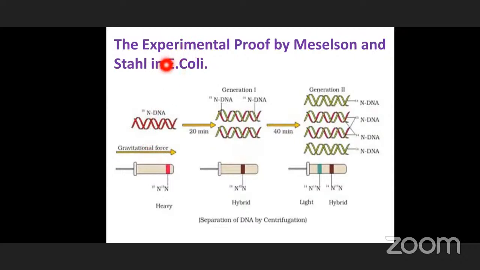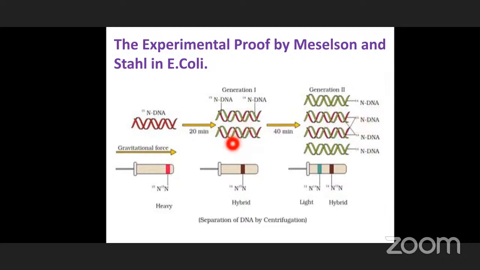This experiment is conducted in E. coli cells, and these E. coli cells are cultured in a medium with N15 isotope. After the completion of one generation, it gives two daughter cells with hybrid DNA, and they again undergo another generation. It gives four daughter DNA molecules. Out of four daughter DNA, two are normal and these two are hybrid DNA molecules.